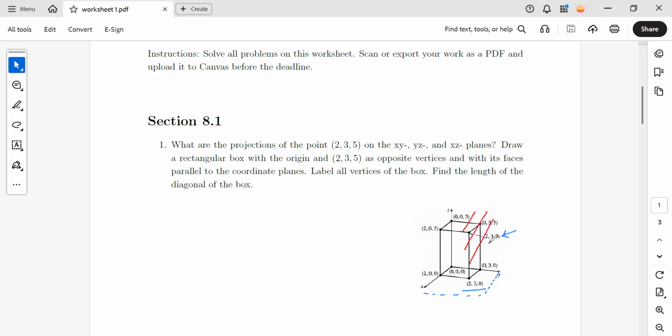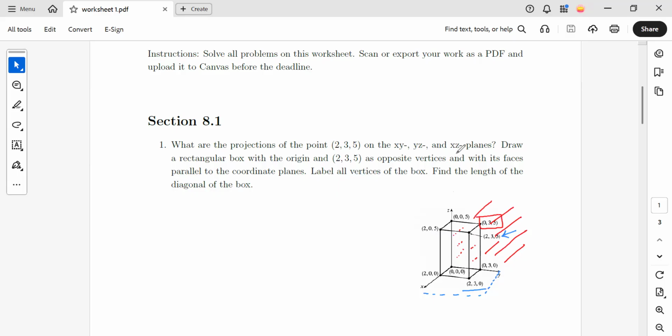And the projection on the yz plane, this is y and this is z, so the yz plane will be this one, the back of this cube. Or maybe I can draw it like this. And this part as dotted lines. So that would be 0, 3, and 5.